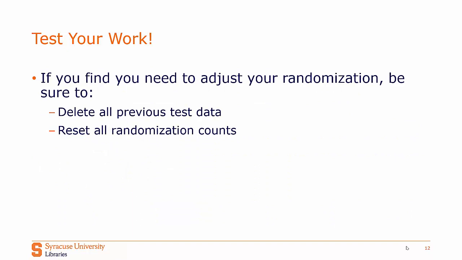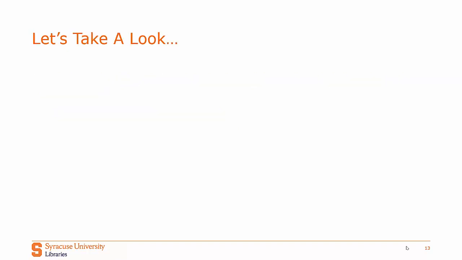If you find that you need to adjust your randomization or something else, be sure to first delete all of the previous test data and then reset all of the randomization counts. Any previous randomization counts or test data will just further make things confusing once you've changed your survey flow or randomization or anything else. Let's take a look.